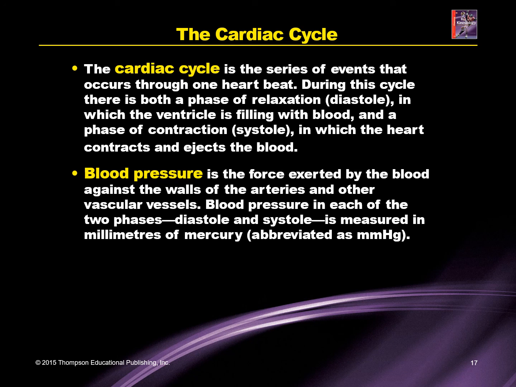Blood pressure is the force exerted by the blood against the walls of the arteries and other vascular vessels. Blood pressure in each of the two phases, diastole and systole, is measured in millimeters of mercury. Probably you've heard of blood pressure. The typical good blood pressure is to have 120 over 80. So 120 would be the blood pressure during contraction, and 80 would be the blood pressure during the relaxation phase of your heart.